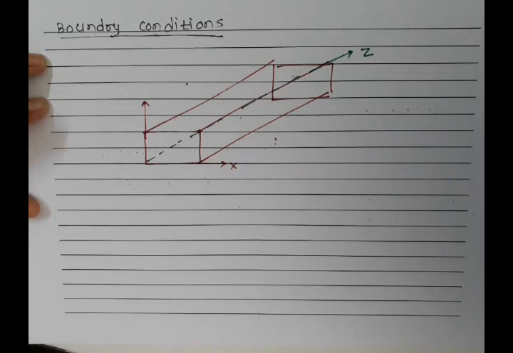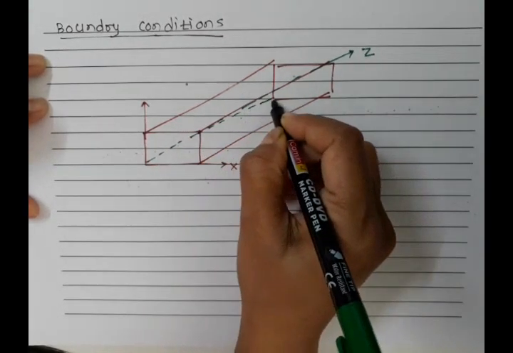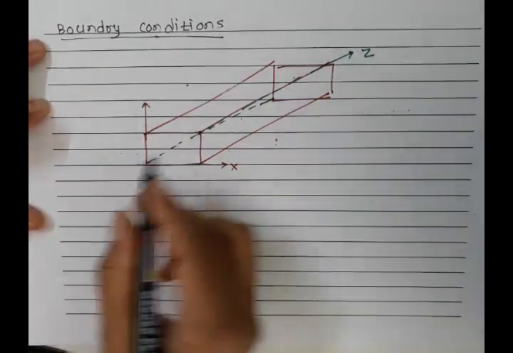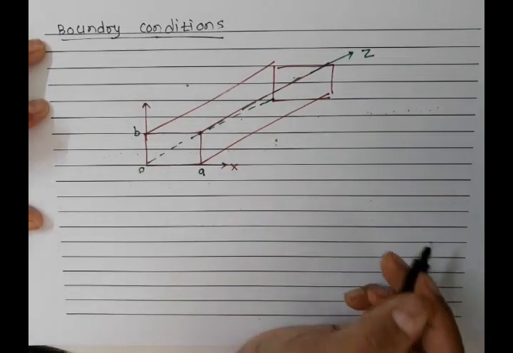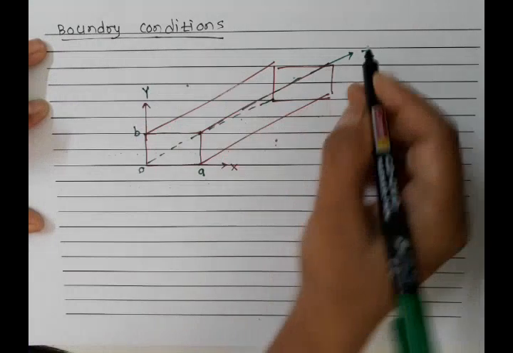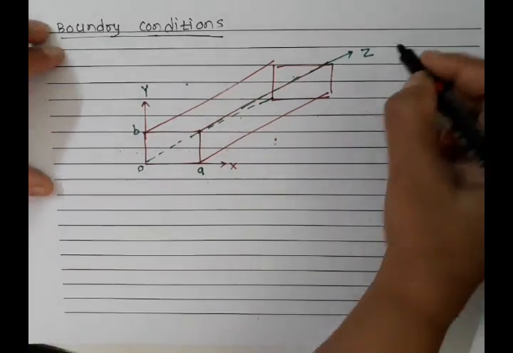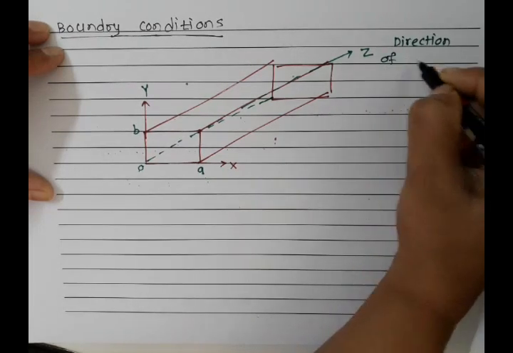Okay, so we are assuming that the direction of propagation is the z direction. Here the shorter side will be denoted from 0 to b, and this will be 0 to a. This will be the x coordinate, this will be the y coordinate, and this will be the z coordinate, whereas our assumption is that z is the direction of propagation.